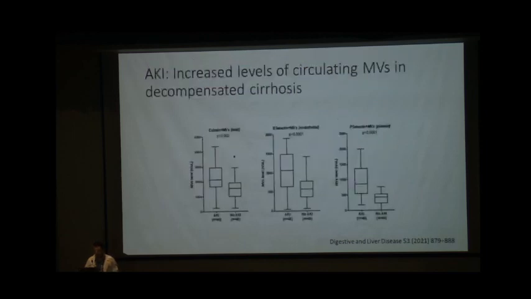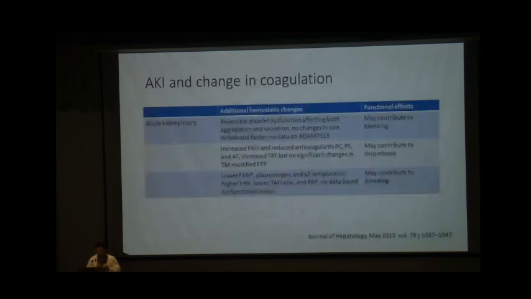Similarly, platelets are also activated in AKI. These are the platelet-related microvesicles which are activated in the presence of AKI, and platelet dysfunction is noted, which predisposes to increased bleeding in patients with AKI and decompensated cirrhosis.